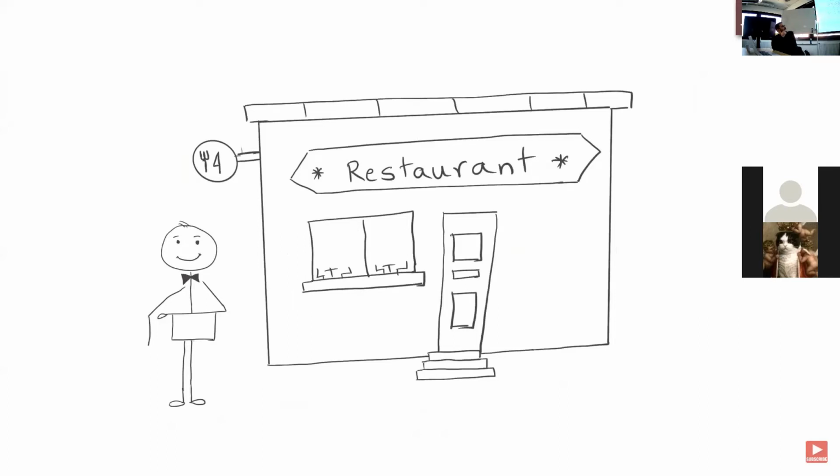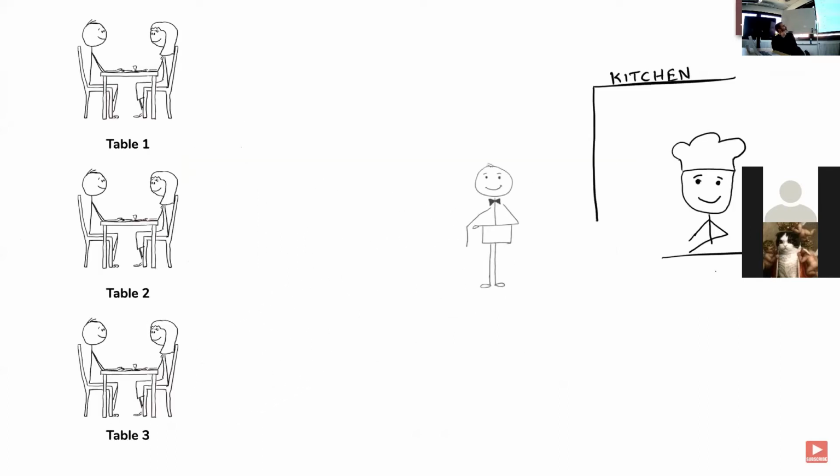The waiter takes the order and hands it to the chef. Now, does he wait until the chef prepares the food? No, he doesn't. The waiter handing the order of the food is an asynchronous event. He hands over the order and says, I'm going to go do other things.